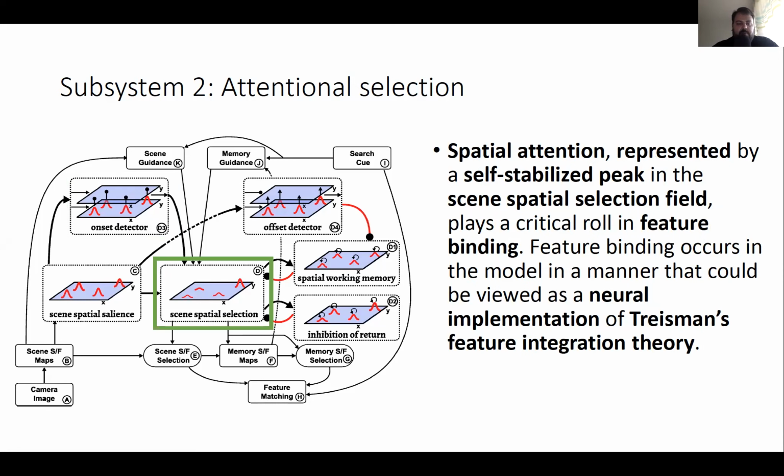Spatial attention represented by a single self-stabilized peak plays a critical role in feature binding, as Professor Schöner has shown in his previous talks. We use this single peak in the spatial attention field to have a neural implementation of feature binding through space.